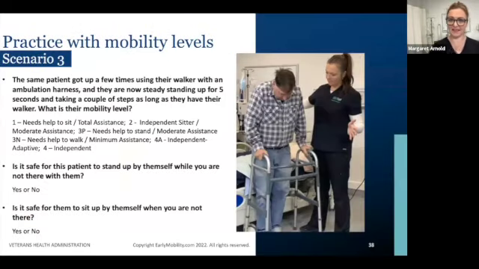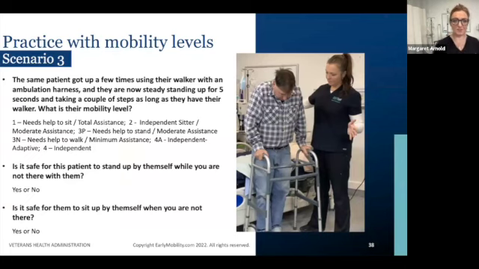Practice mobility scenario 3. The same patient got up a few times using their walker with an ambulation harness yesterday. They're now steady, standing for 5 seconds, and they can take a couple of steps as long as they have their walker. Now, what is their mobility level? So they've passed 3P, they're able to stand without swaying or faltering. They can take a couple of steps safely with their walker. So they're now a 4A.